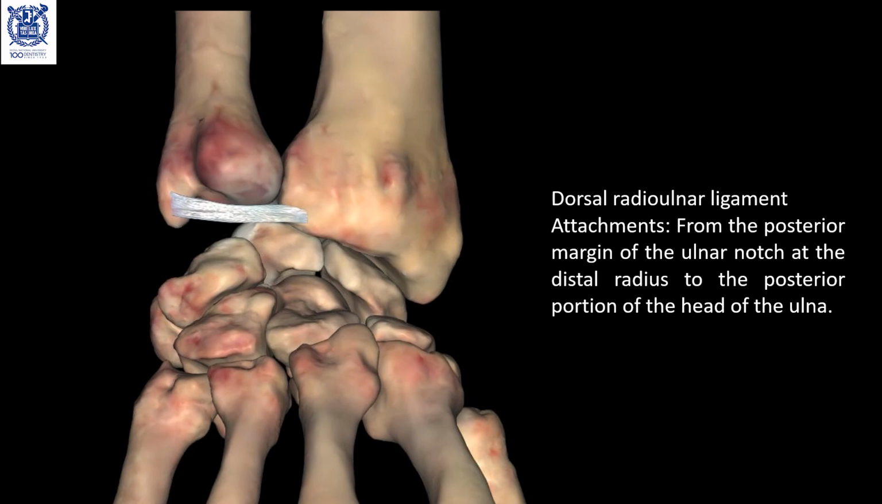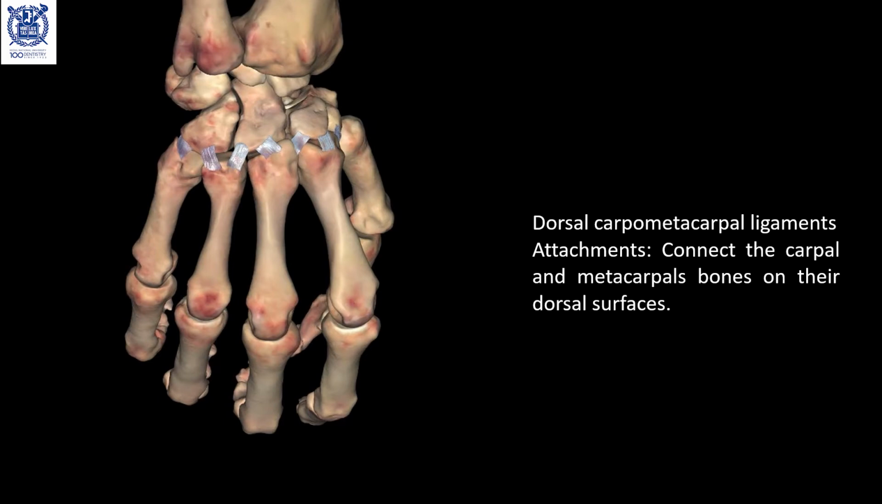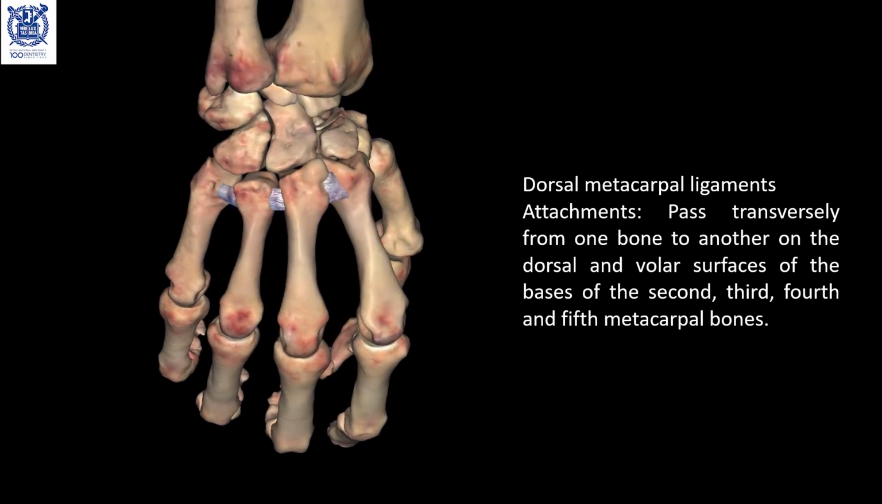Dorsal radio-ulnar ligament. It is attached from the posterior margin of the ulnar notch at the distal radius to the posterior portion of the head of the ulna. Dorsal carpometacarpal ligaments. They connect the carpal and metacarpal bones on their dorsal surfaces. Dorsal metacarpal ligaments. They pass transversely from one bone to another on the dorsal and volar surface of the base of the second, third, fourth, and fifth metacarpal bones.